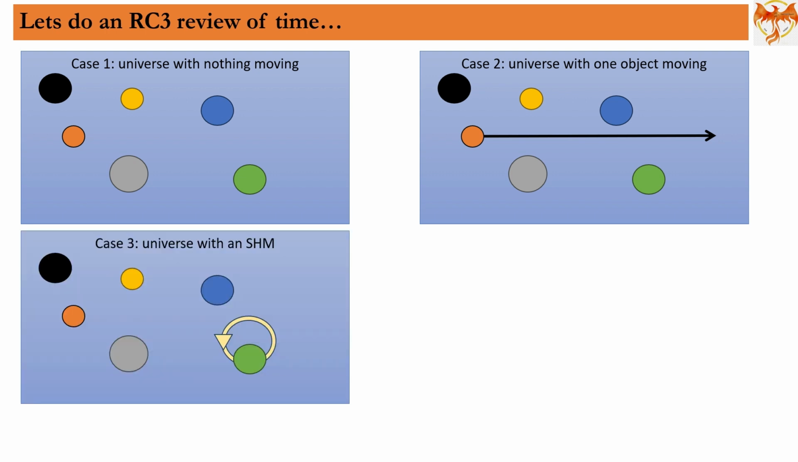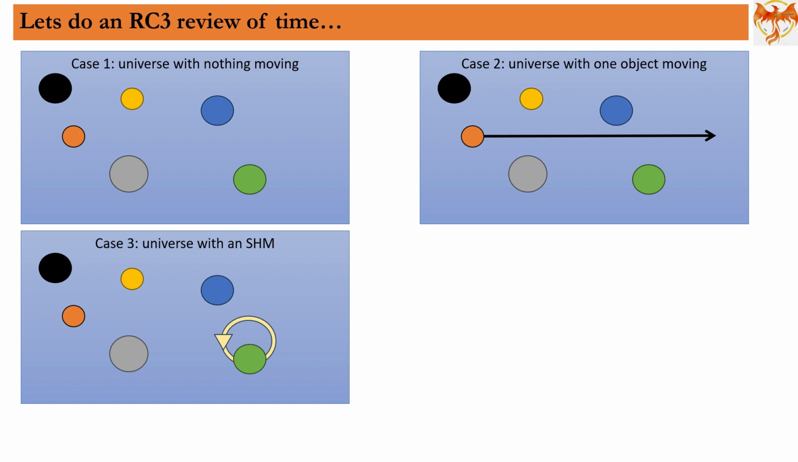Let's go to case three, where let's say there's a simple harmonic motion, right? An SHM, where the green object keeps going around in a circle. Again, is it a regular movement or not? We cannot really determine, because we'll need time as a separate measurement to look at an SHM.